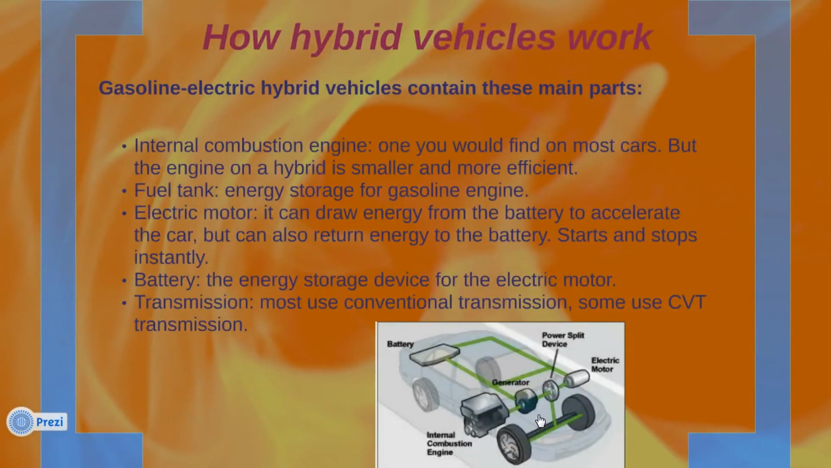So how do hybrid vehicles work? Gasoline-electric hybrid vehicles contain these main parts. First of all, the internal combustion engine, one you will find on most cars, but the engine on a hybrid is smaller and more efficient. The fuel tank, the energy store for a gasoline engine. And also the electric motor. It can draw energy from the battery to accelerate the car, but can also return energy to the battery. It starts and stops instantly. The battery, the energy source device for the electric motor. And finally, transmission. Most use conventional transmission, some use CVT transmission.